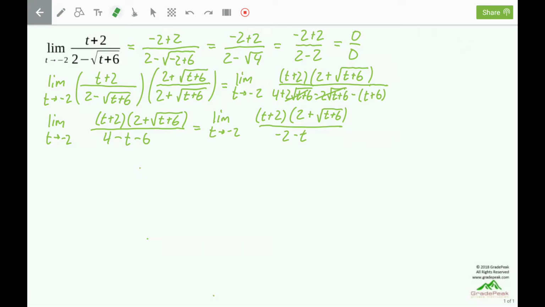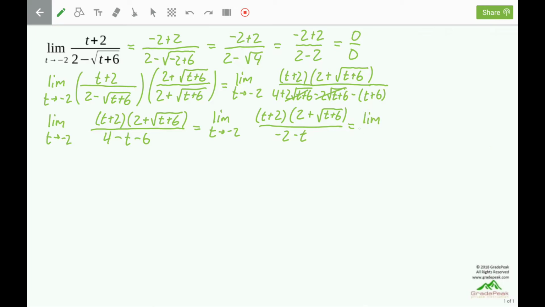Now we have finished the root conjugate method here. We still have 0 over 0. That hasn't changed just yet. We have a 0 in the numerator because of that, and we have a 0 in the denominator because of that. -2 minus a -2 will actually be a 0. Now those don't cancel with each other just yet because they're opposite signs of each other. We need to factor a negative out of one of them. I'm going to factor a negative out of the one in the denominator just because it's less stuff down here. Let's factor that negative out.